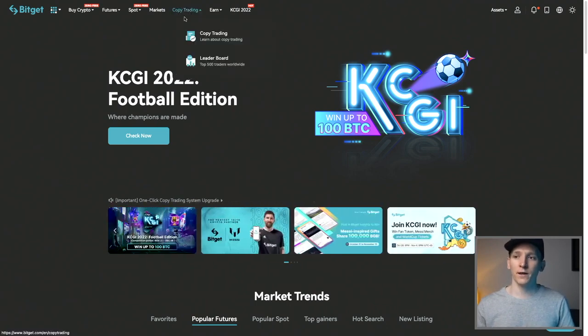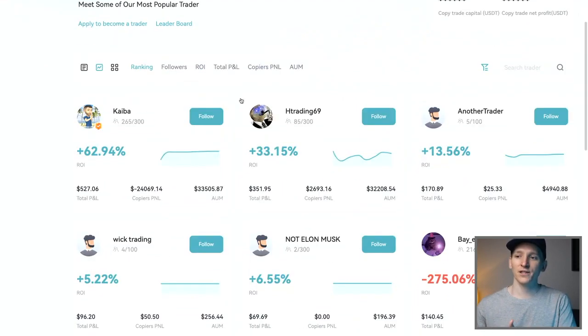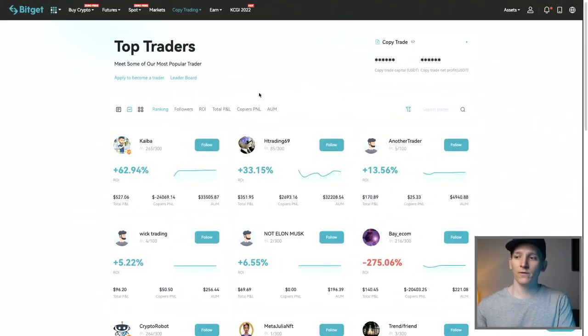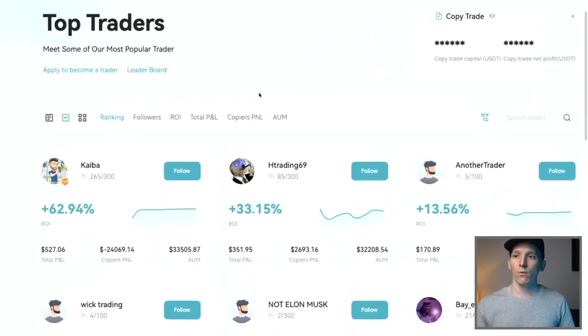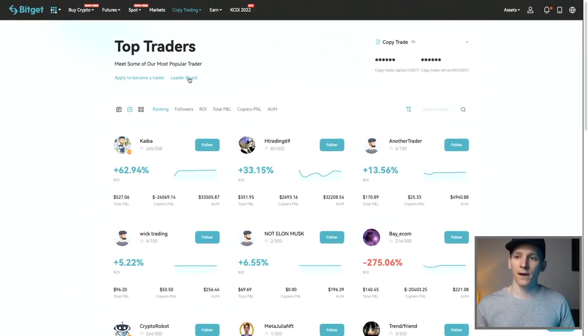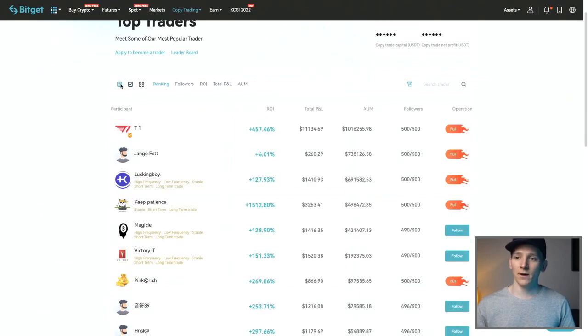So if you go to copy trading here, just press copy trading and look at the leaderboard. And yeah, it's one of the most popular copy trading platforms. So you can essentially see everyone's performance, copy traders' performance, how much money they have under management, how much people are trading with them, and obviously how many people are trading with them. So what I would do on a copy trading platform is look at rankings. I would actually just change this layout a little bit to see here.